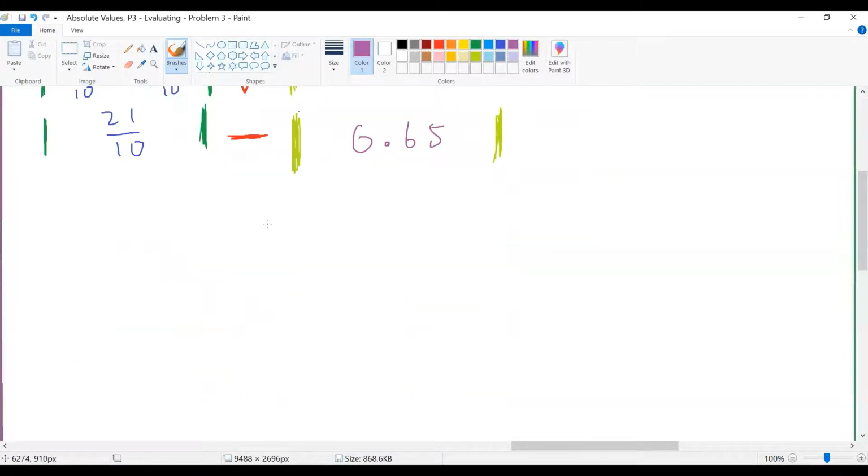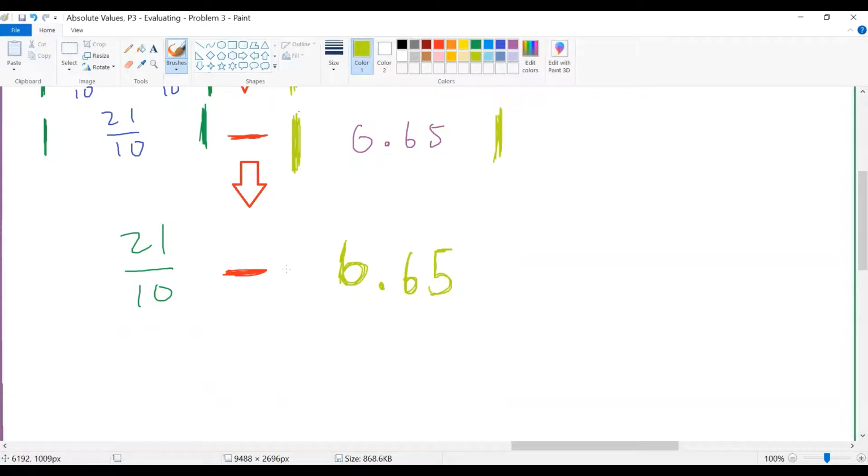So now we want to simplify each absolute value. The absolute value of 21 over 10 is still the same thing as 21 over 10. We're going to continue bringing down the subtraction symbol. And then we're going to take the absolute value of 6.65, which is actually still 6.65. So what we have now is a situation where we have a fraction in the first one, then we have a decimal in the second one.